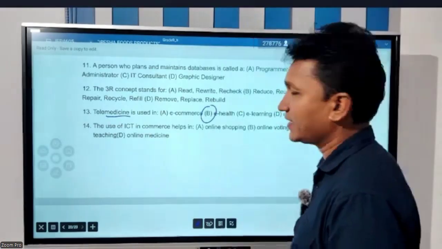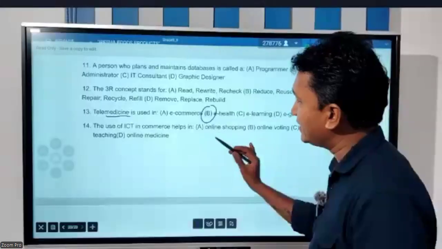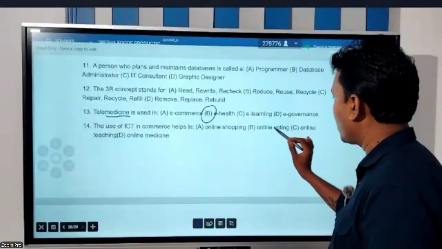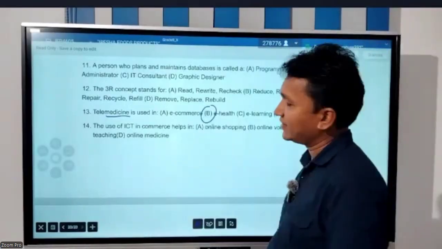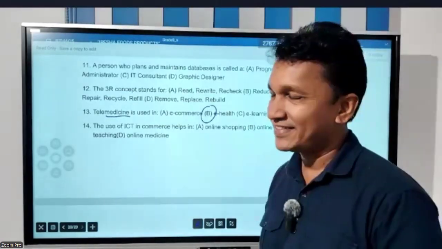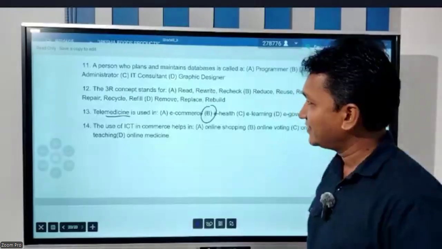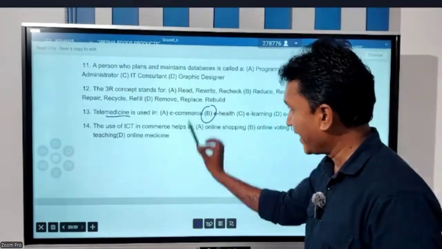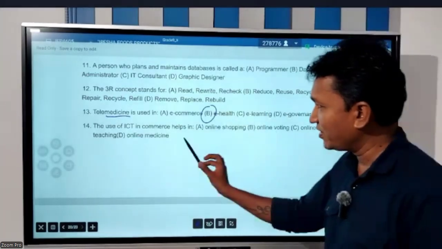14. The use of ICT in commerce helps in online shopping, online voting, online teaching, online medicine. Now you know the answer. What is that? The use of ICT in commerce helps in online shopping, online voting, online teaching, online medicine.